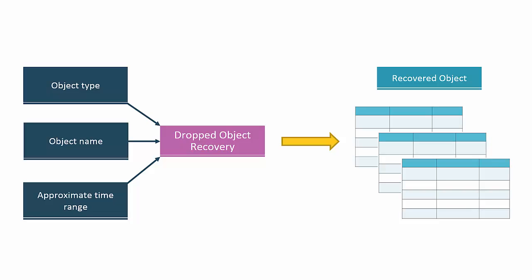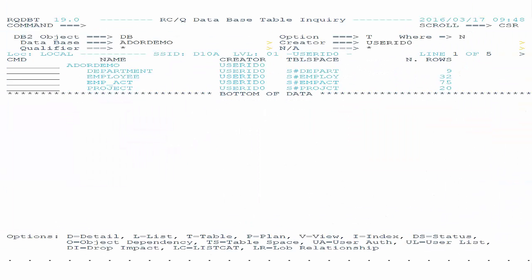Let's look at how to recover a dropped object using CA Log Analyzer in this short demonstration. We will drop and recover an entire database. The database used is a standard IBM sample database. All statistics are updated and image copies are taken.